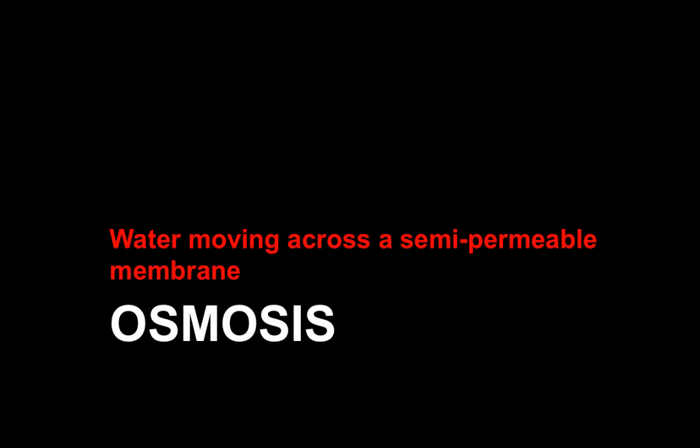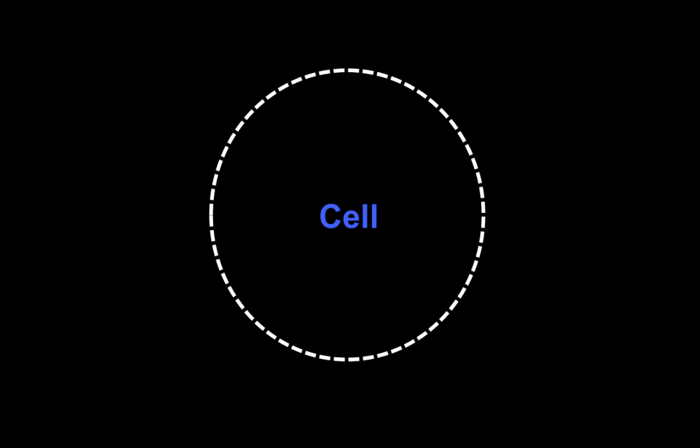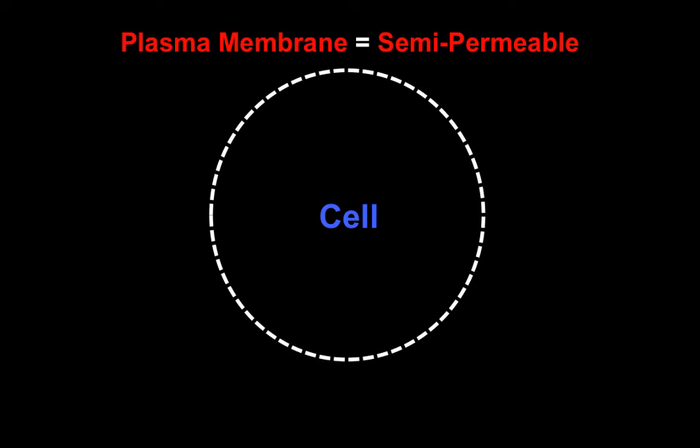First process we're going to look at is osmosis, and this involves water moving across a semi-permeable membrane. So remember that semi-permeable means that some things can go through and others can't, and this is really what makes osmosis happen. Alright, so here we have our cell with this plasma membrane, and I've drawn this plasma membrane as a dashed line because the plasma membrane is semi-permeable.